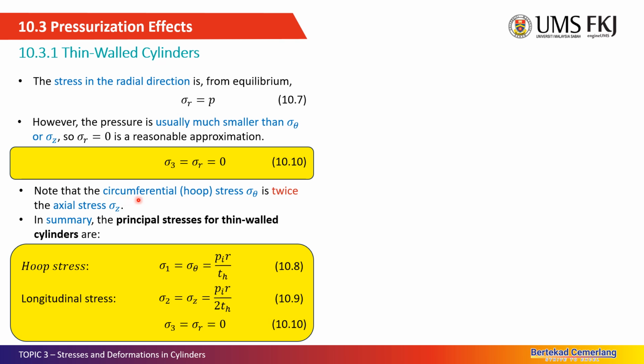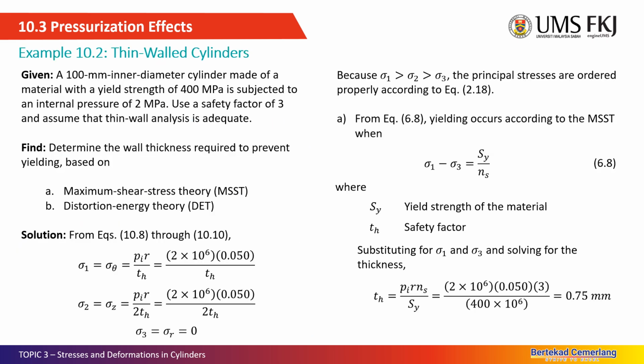Remember that the circumferential hoop stress, sigma theta, is twice the axial stress, sigma z. In summary, for the principal stresses of the thin wall cylinder, we represent them by 3 formulas. We have the first one, the hoop stress, sigma 1, the longitudinal stress represented by sigma 2, and also the stress in the radial direction, sigma 3. So these 3 stresses are related for the thin wall cylinder. Next, let me show an example of how we calculate in the thin wall cylinder.